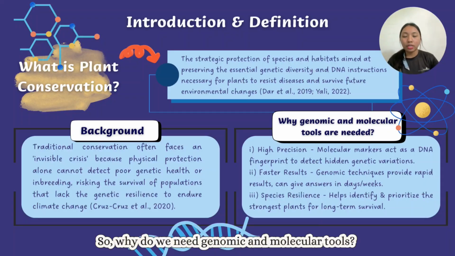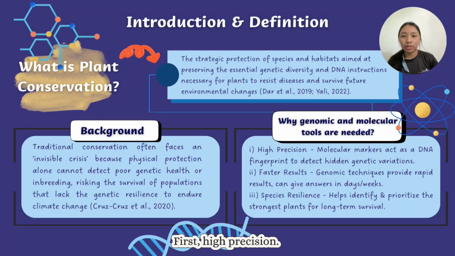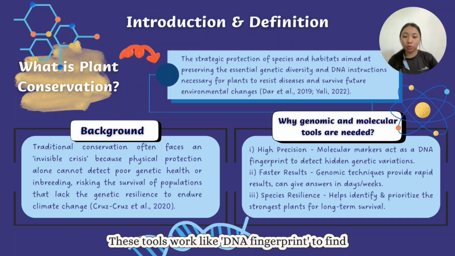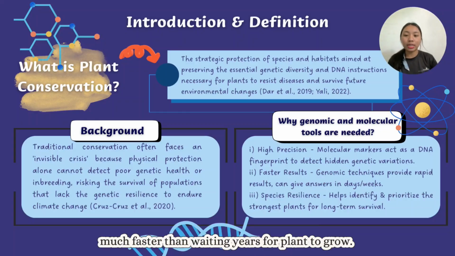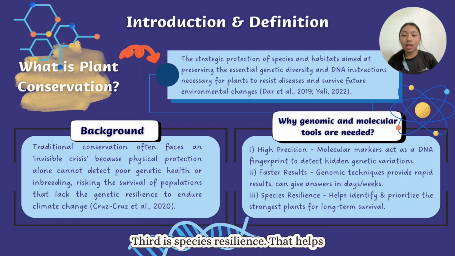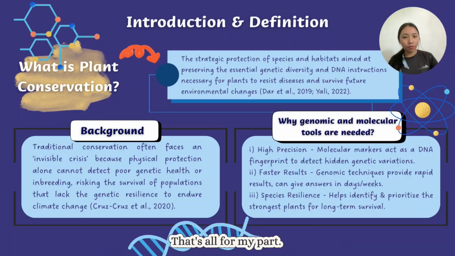So why do we need genomic and molecular tools? First, high precision. These tools work like DNA fingerprints to find hidden details that our eyes cannot see. Second is faster results. This genomic technique gives us results in just a few days, which is much faster than waiting years for plants to grow. Third is species resilience, which helps us to identify the strongest plants so we can make better decisions for their long-term survival.